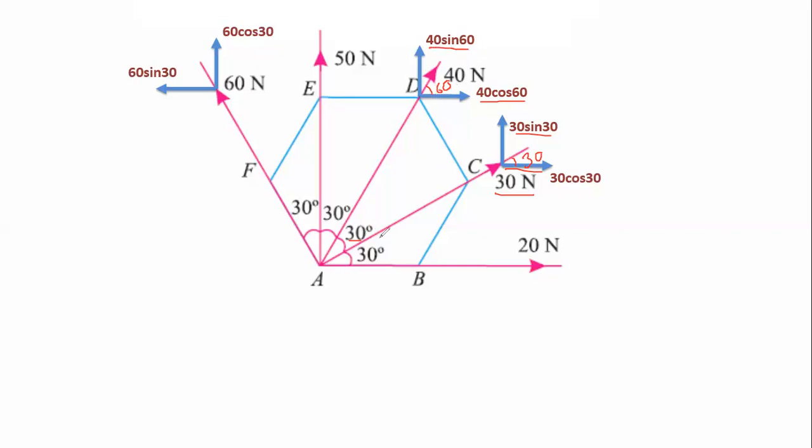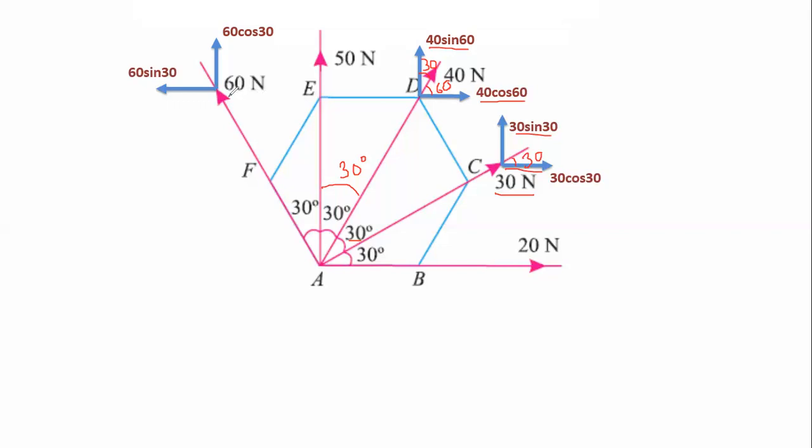Here, if we make the angle with the vertical axis, it will be 30 degrees. If we consider the angle with the vertical axis, it will be 30 degrees. In that case, this component will be the cos component and this component will be the sine component, with the angle of 30 degrees. But we are considering the angle with the horizontal axis over here.